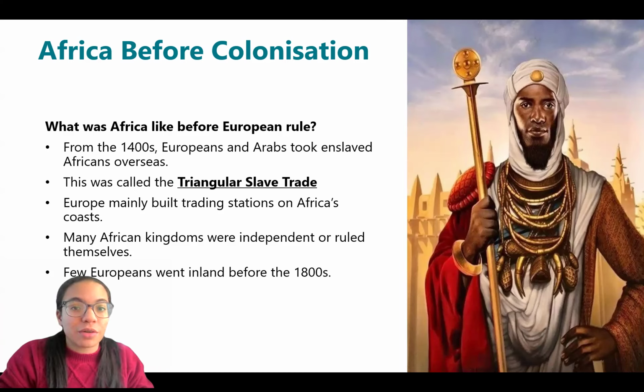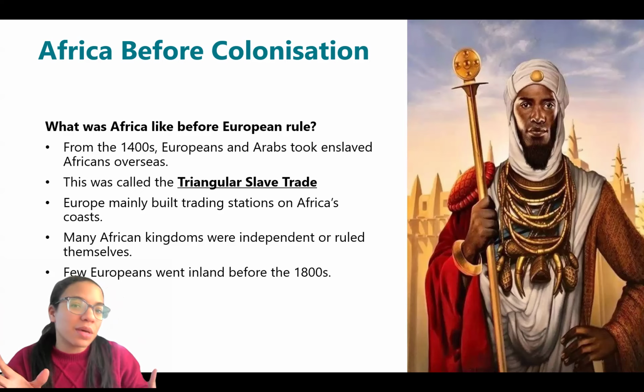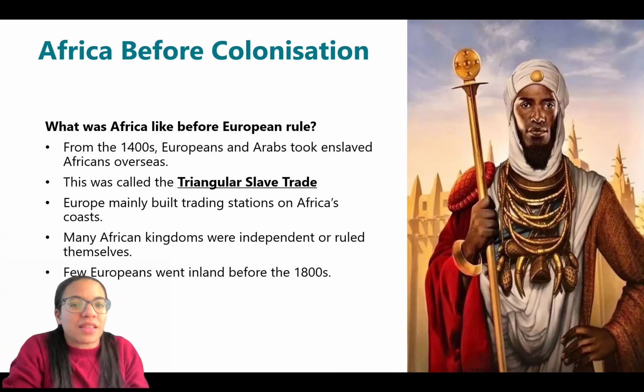A lot of pre-colonial African societies were very, very advanced. They had established trade networks, and they had emperors, they had a system of government, they had everything that the Europeans had. They just did it a little bit differently.